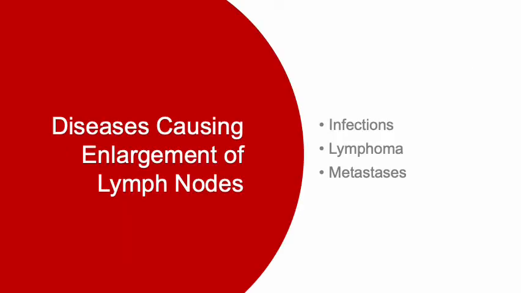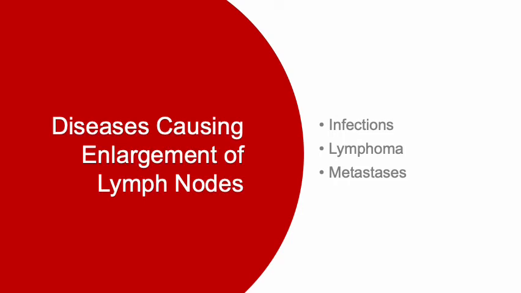Enlarged lymph nodes occur in many conditions. The first is infection, which may be acute, such as tonsillitis or pharyngitis. The second condition causing enlarged lymph nodes is called lymphoma. This is a primary cancer involving the lymph nodes.